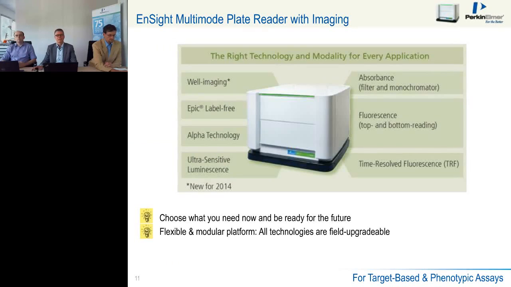You get your data as list, graph, or heat map, or whatever is required. What kind of technologies are on board? So here you see in this graph, we have absorbance, fluorescence, time-resolved fluorescence, ultra-sensitive luminescence, alpha, of course, Epic label-free technology, and now the well imaging.